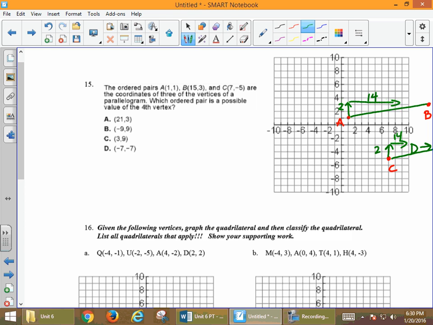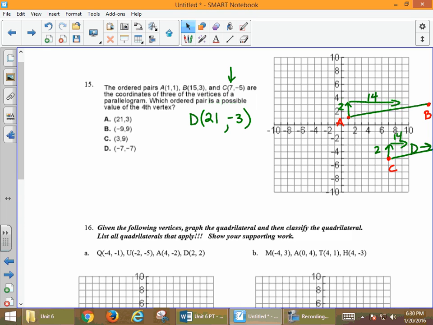Well, the C coordinate, let's look at it. C coordinate, right here. If I rise 2 from negative 5, I would be at negative 3. And if I'm located at 7 on the x-axis, and I said you had to go to the right 14 more, 14 more than 7 is 21. So one option for D is 21, negative 3, which is really close to the answer in A. 21, negative 3.